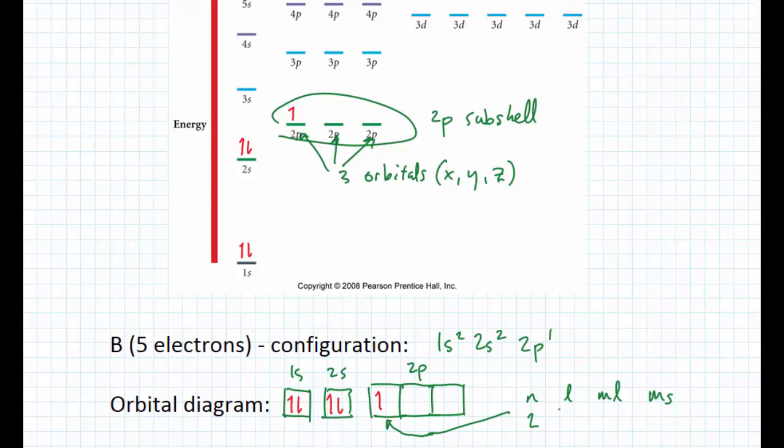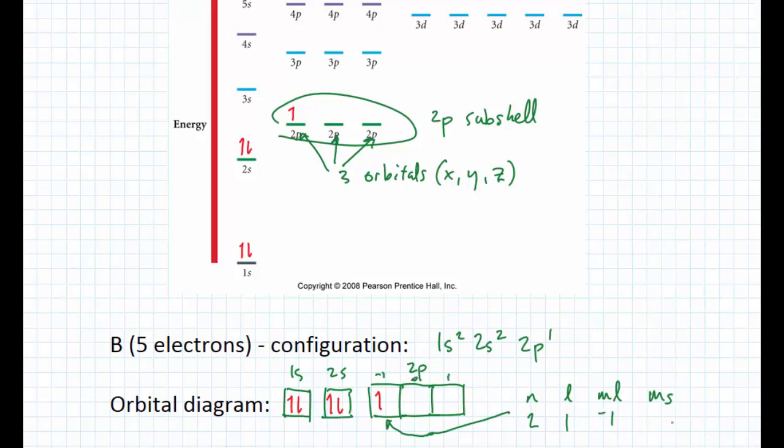n equals 2. Because it's a p, what does L equal? L starts at 0, 0 for s. Yep, because here is L equals 0, here is L equals 1. And what does ml tell us? We got size, we got shape, and here, orientation. So that goes from -1, so we've got -1, 0, and +1.